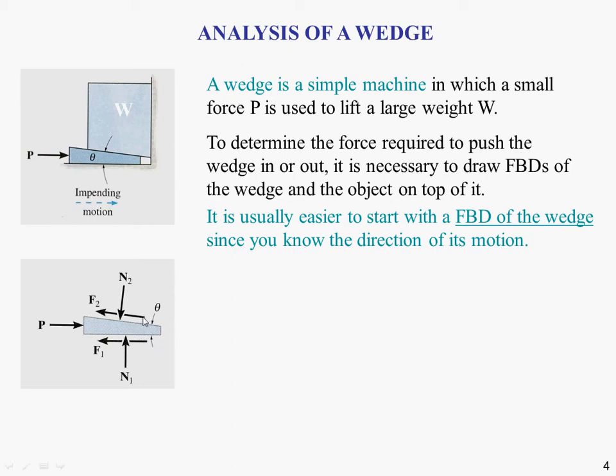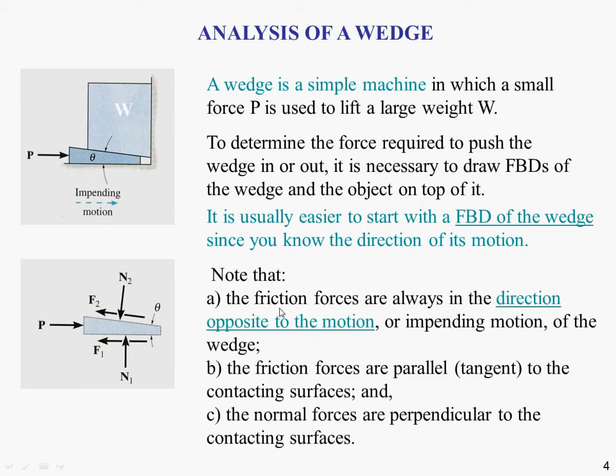So we know from that if we're wanting to move this wedge to the right and we've got friction here opposing that motion, then we can put our friction forces in and indicate the sense or direction of those friction forces. Okay, so when we draw the free body diagram, we note that the friction force always opposes the impending motion, so we always draw our friction forces in a direction opposite to the motion or impending motion. The friction forces are always parallel or tangent to the contacting surfaces, and the normal forces are perpendicular to the contacting surfaces.